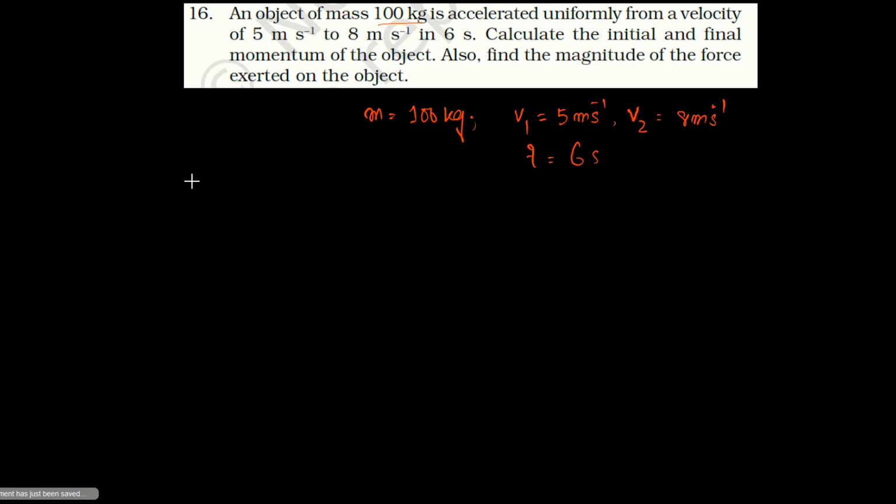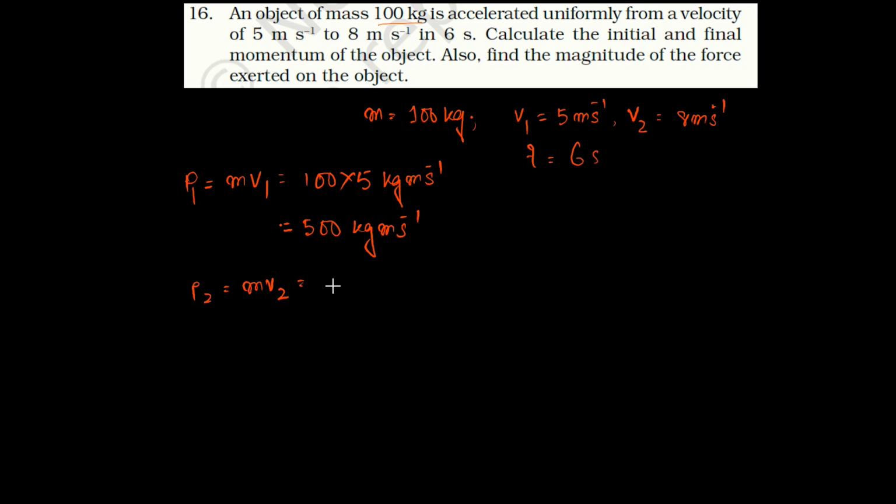So we will represent the initial momentum as P1. P1 is going to be nothing but mV1. Just solve it: 100 into V1. V1 is given as 5, so it is kg meter per second. That is nothing but 500 kg meter per second.